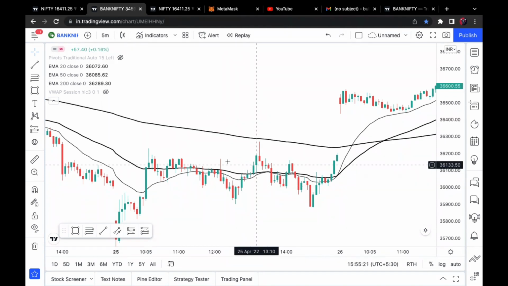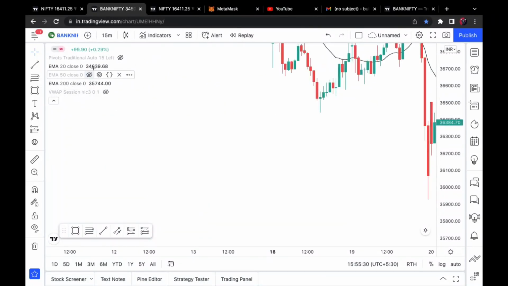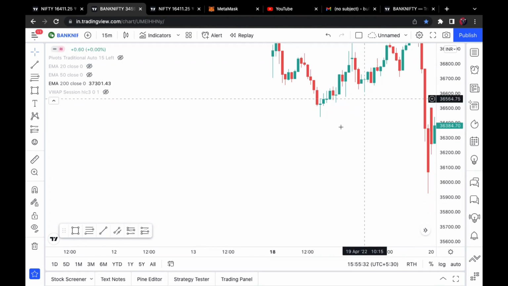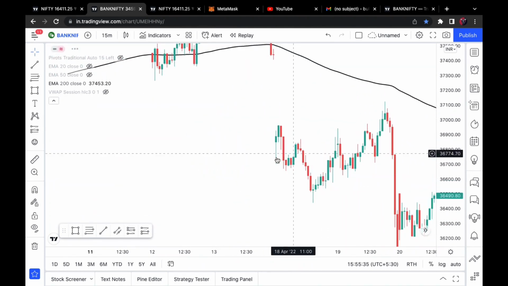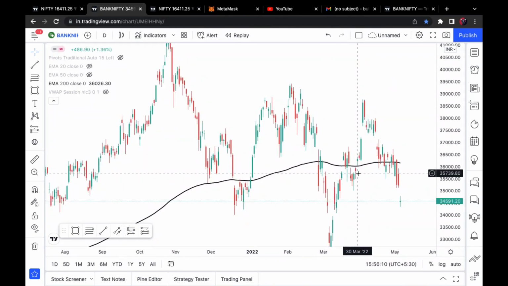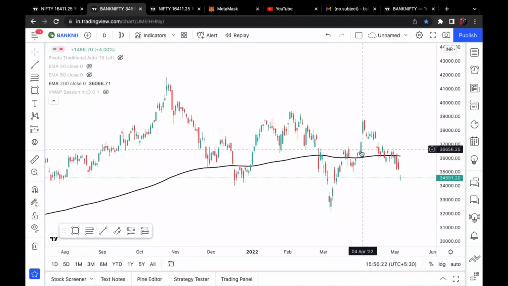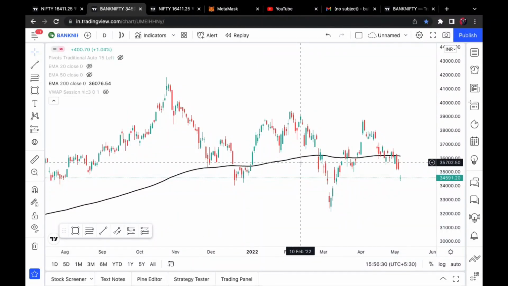This 200 EMA will work properly in the 15-minute time frame. I'm just closing the 50 and 20 EMA. This 200 EMA works properly in 15 minutes and above time frames. If you want to see whether the stock is in an uptrend or a downtrend, you need to check whether the trading price is below or above the 200 EMA. If the price is above the 200 EMA, we can see an up move, or it is an uptrend. But if it is below the 200 EMA, then we can see a downtrend.